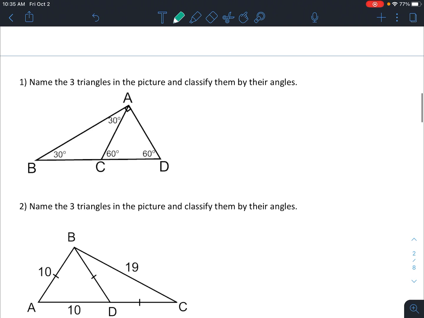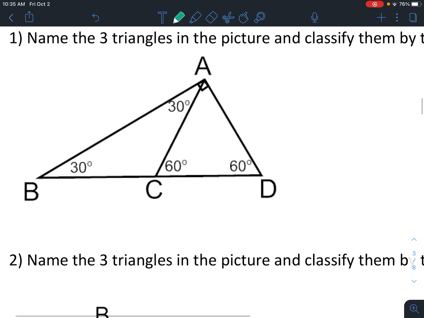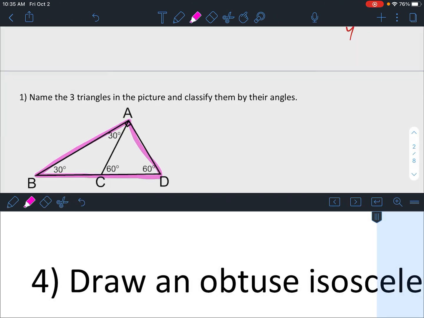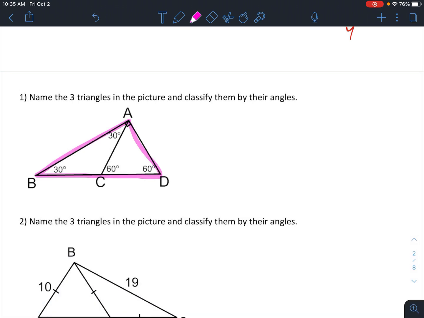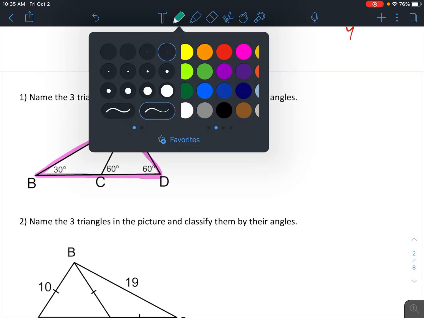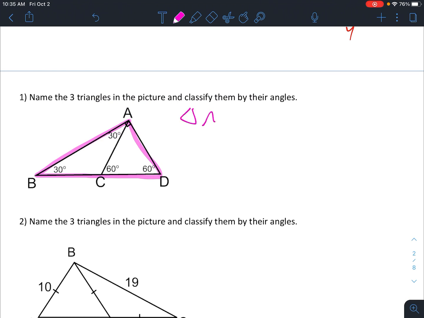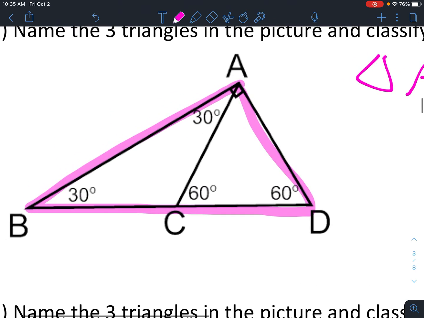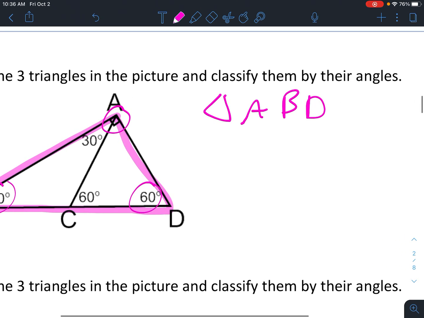So here we have example problems. Number 1 says, name the 3 triangles and classify them by angles. All right, let's start with the big triangle. So the big triangle we're going to call triangle ABD. So the 3 angles there are 90, 30, and 60. 2 acute and 1 right. That means this is a right triangle.